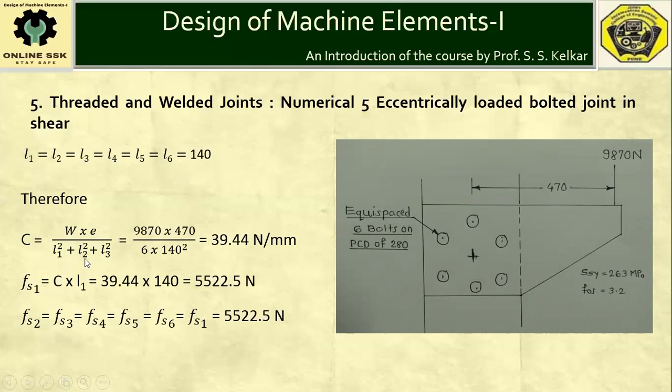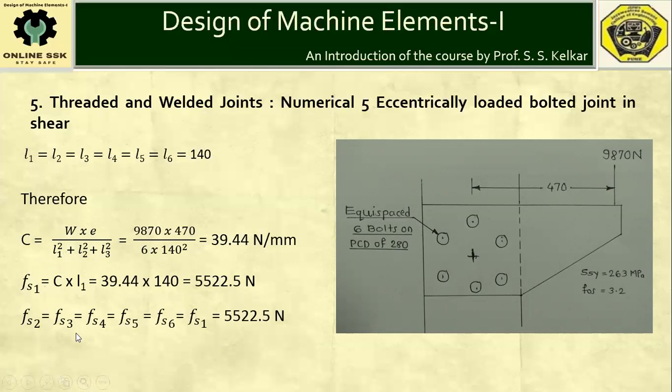Now the constant C is calculated as W into E divided by L1 square plus L2 square plus L3 square up to L6 square, because 6 bolts are present in the assembly. So here W is 9870, eccentricity 470, and 6 times L1 square, because L1, L2, L3, L4, L5 and L6 have the same magnitude of 140. Therefore 6 times 140 square. So the value of C will be 39.44, and the unit for C will be Newton per millimeter.